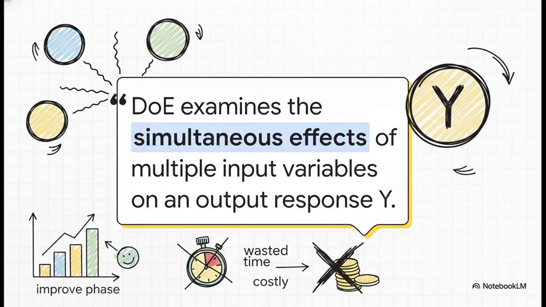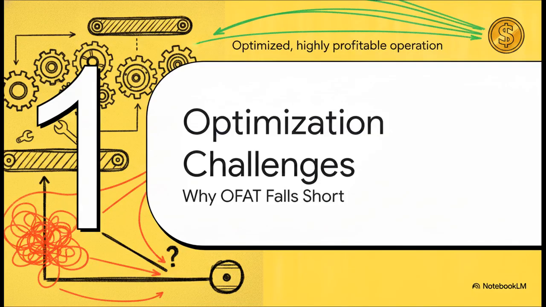In the improve phase of Six Sigma, we do things differently. We use design of experiments, or DoE, to deliberately change multiple inputs simultaneously. This allows us to calculate the exact interaction effects between variables with a minimal number of test runs. Section 1. The optimization disaster.